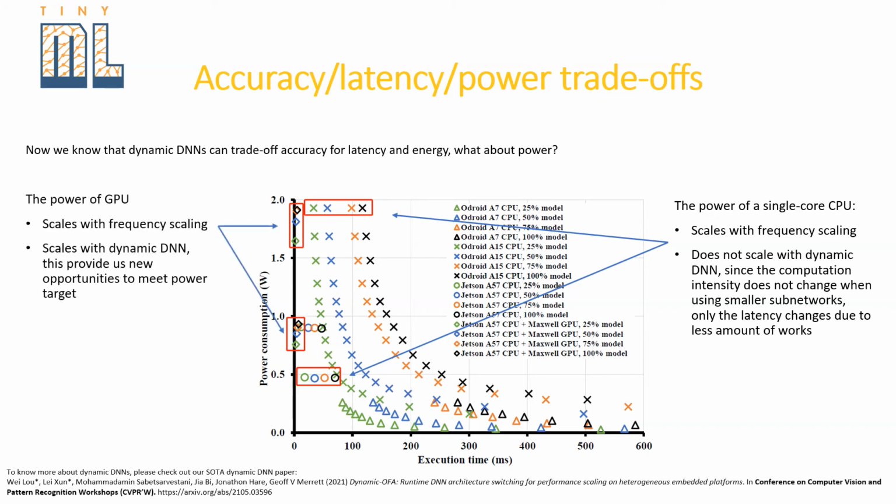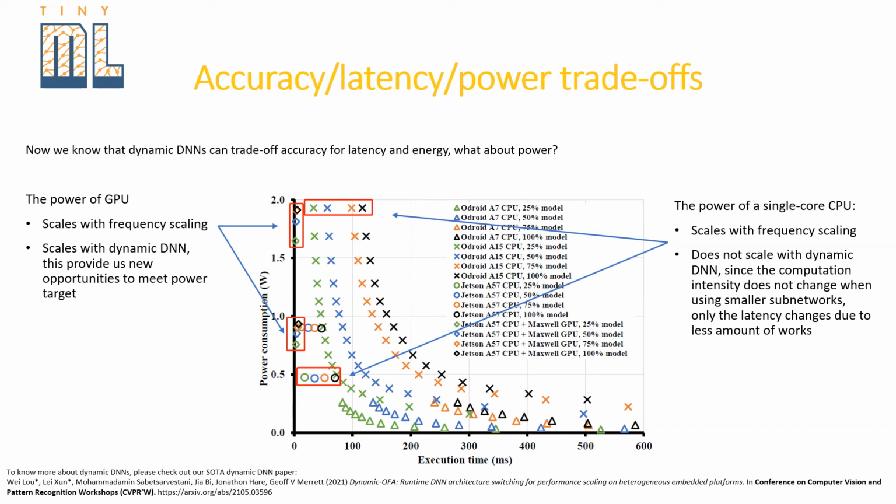On GPU, we have a different story. You can see that the power consumption scales with frequency as well as the dynamic neural network. This is because smaller subnetworks use fewer GPU cores for inference. This is very important because we have a new method to reduce the power consumption at runtime.